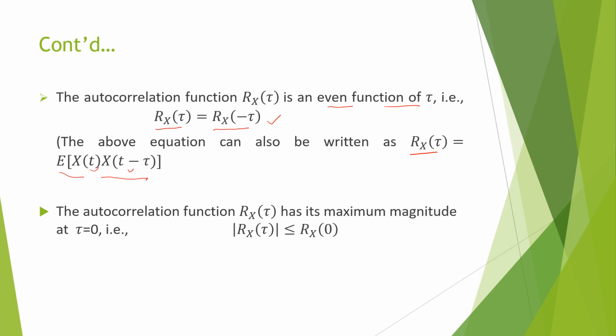The third property is that the autocorrelation function has its maximum magnitude at tau equal to 0. If I substitute tau equal to 0 in the equation, then the modulus of Rx(tau) is always less than or equal to Rx(0). It means that at tau equal to 0, it has its maximum value. So these are the three important properties of the autocorrelation function.